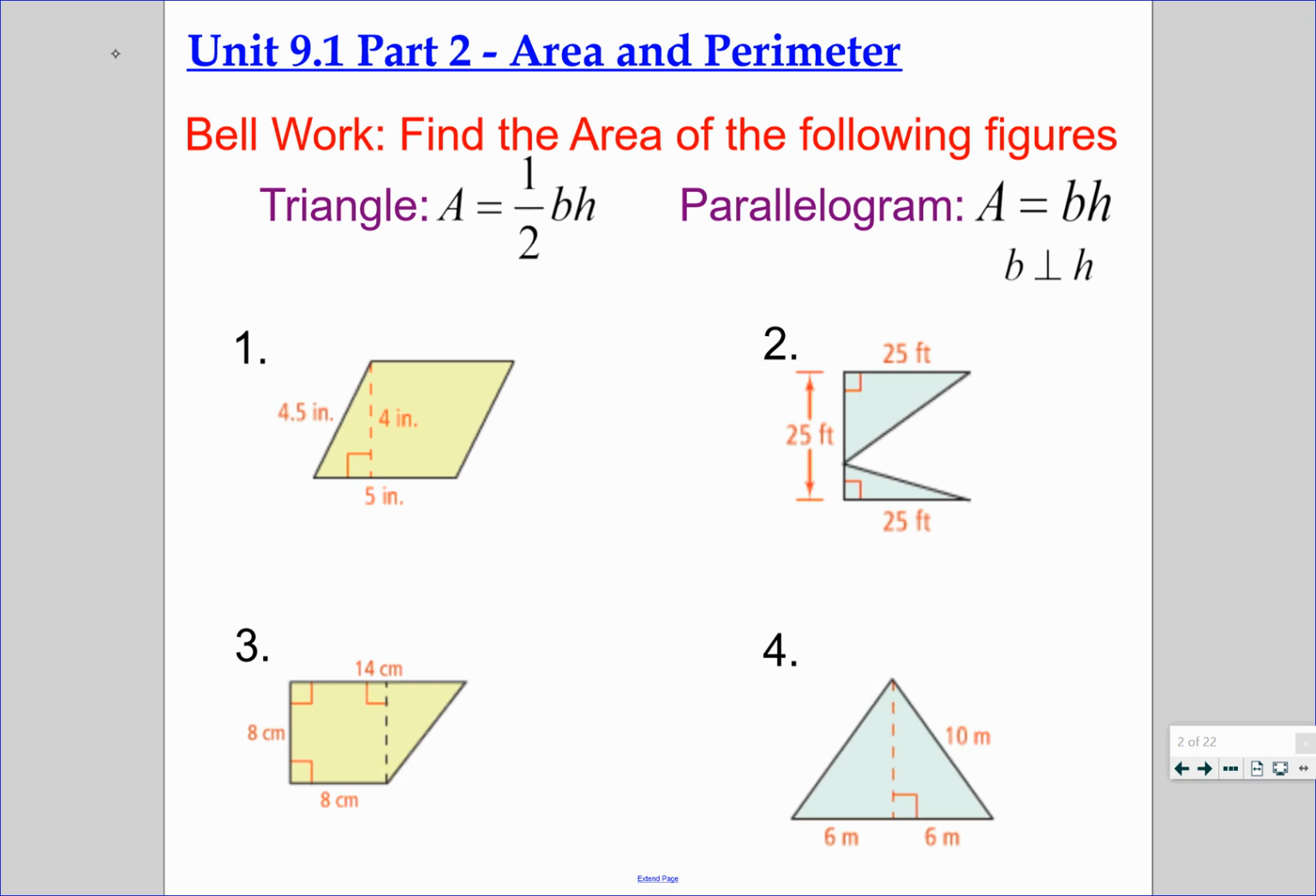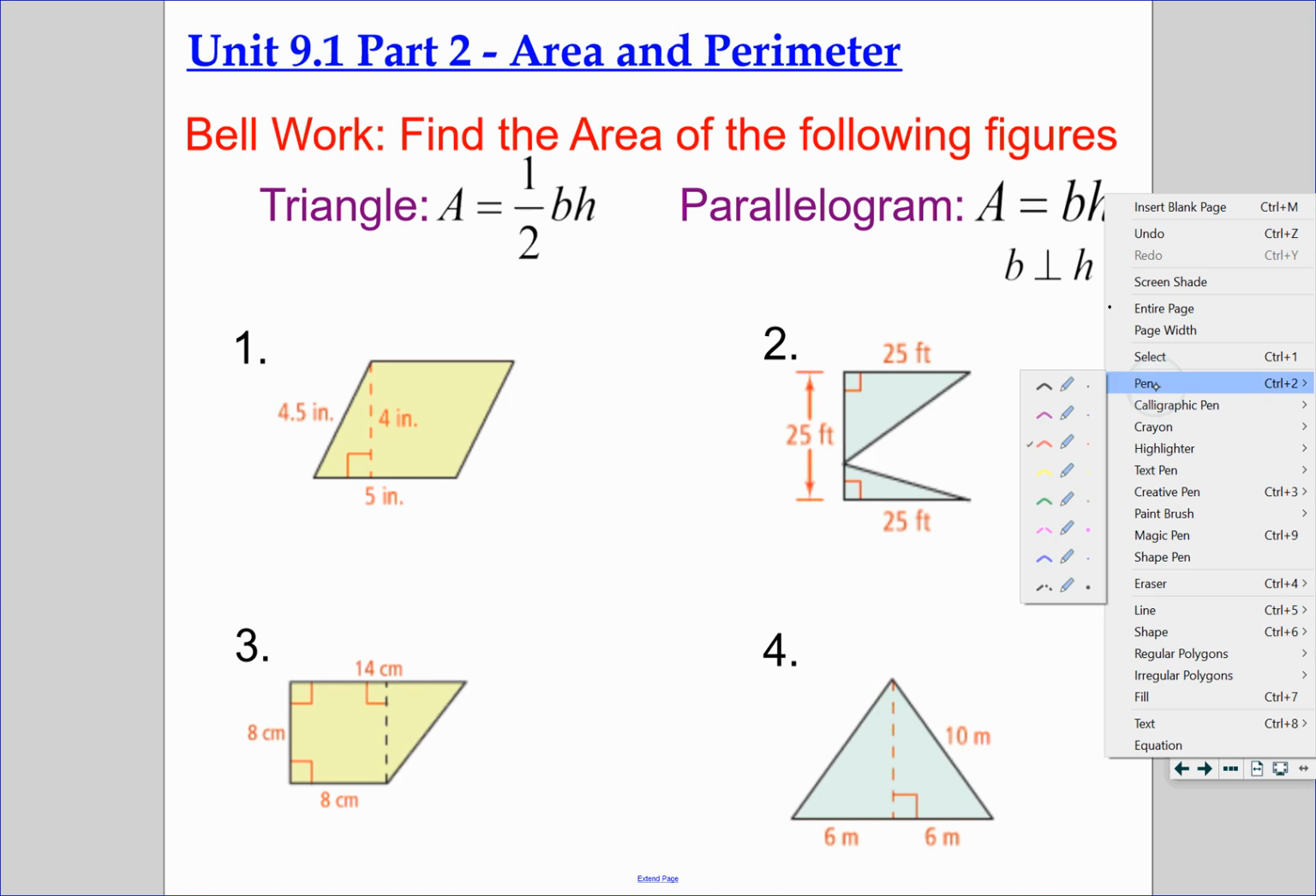So go ahead, copy these 4 problems down onto your notebook paper or onto your printed version of these notes, and treat this as your bell work. So go ahead and try to solve these and put your video on pause. After you come back, let's go ahead and check your answers there.